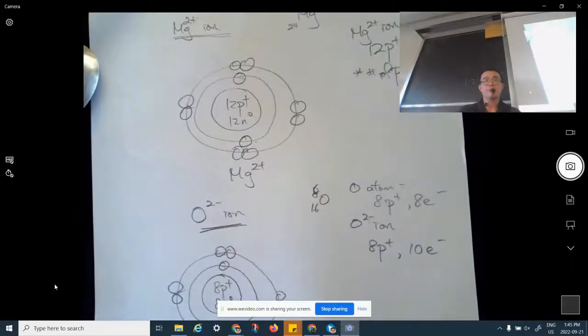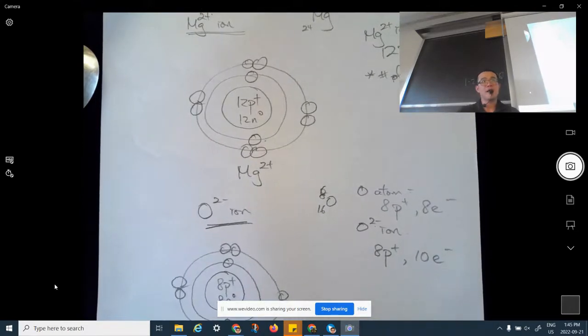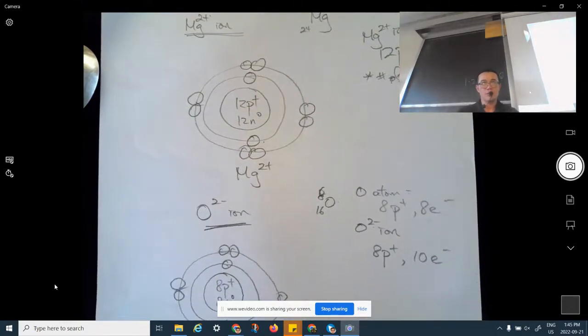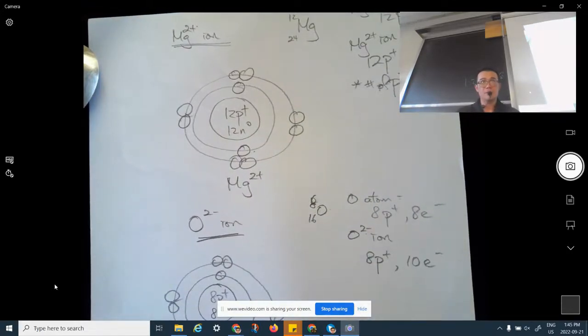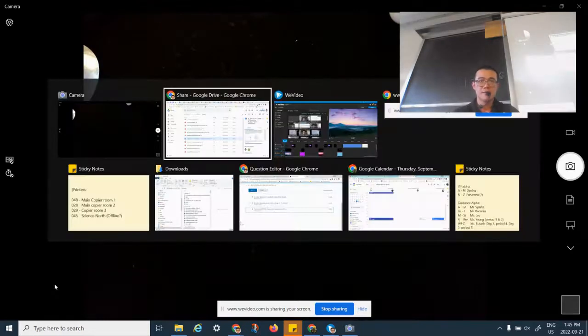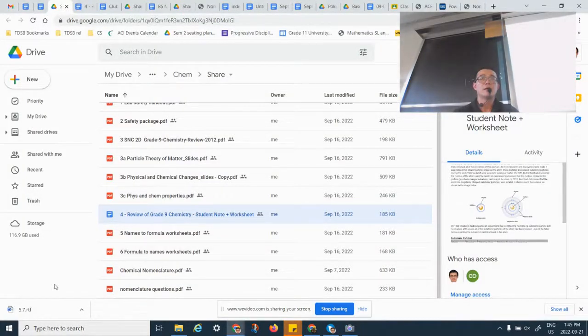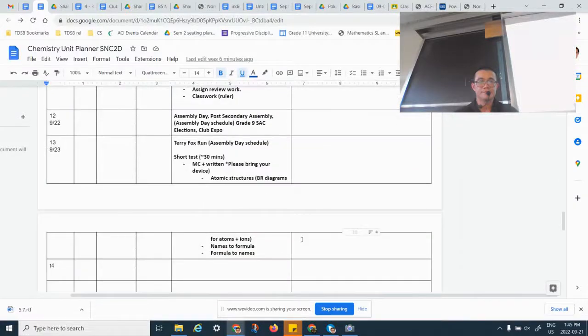I could also ask you to draw the Bohr-Rutherford diagram of specific ions, so make sure you're able to do that. You should have this note in your notebook, and if you were absent that day, pause the video and copy things down. Questions so far? Okay, let's see what else. Will we have to define what an ion is? Maybe.